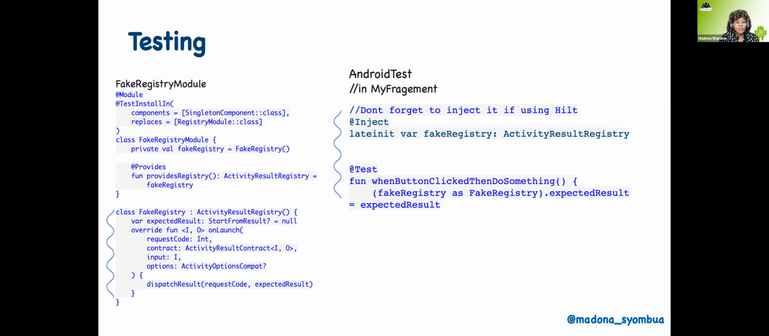You can see where I start my class FakeRegistry, which extends an ActivityResultRegistry. Then I have a val expectedResult, and it overrides a function which takes a type of input and output. On launch we have a request code, the contract, and then the input, and I return a dispatch which takes in the request code and expected results.